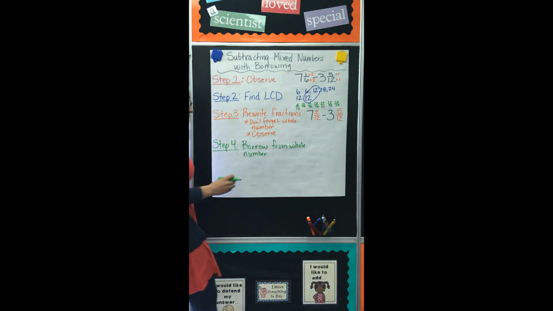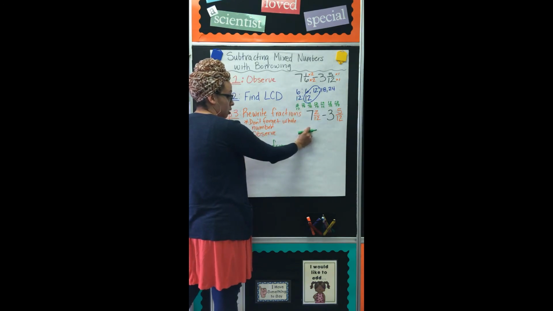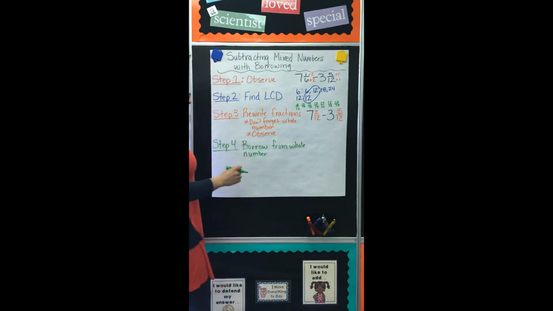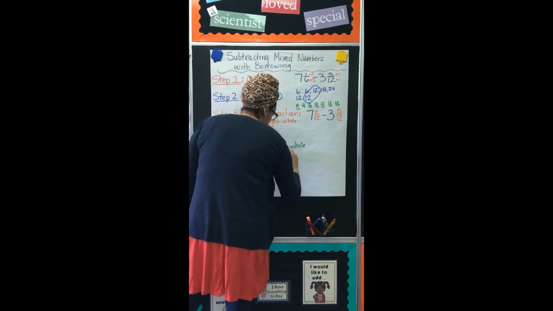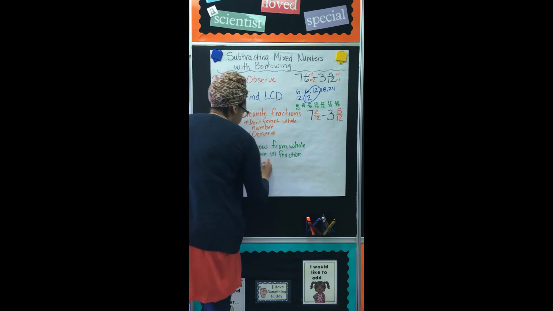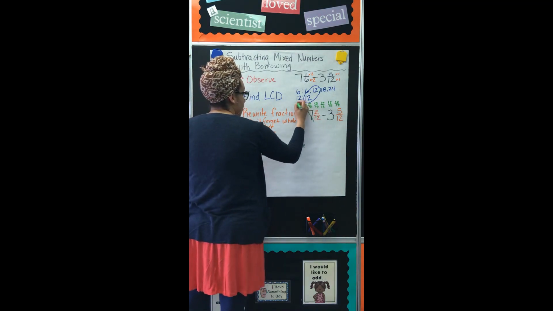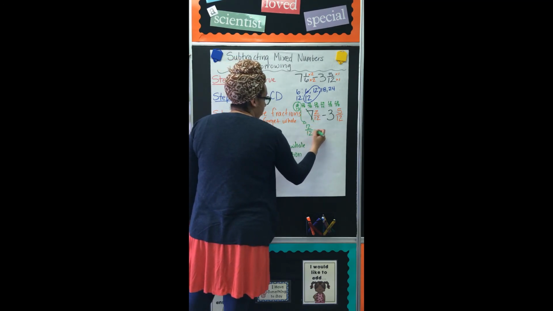So we're going to take one of these groups of 12, one of these wholes out of our 7, and we're going to take it out in fraction form. So we're going to borrow one of these guys. We're going to bring them down here. We're going to go 12 twelfths, which is 1, plus 2 twelfths.